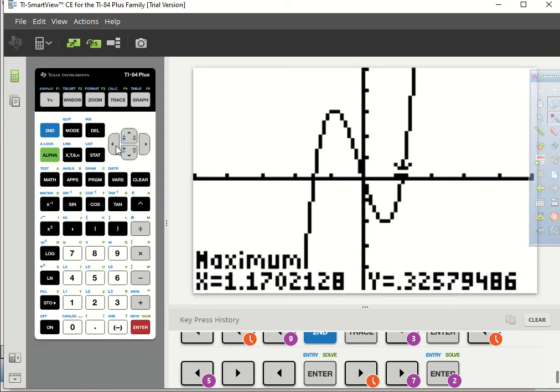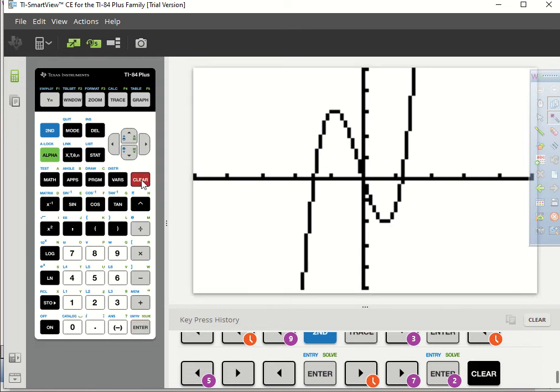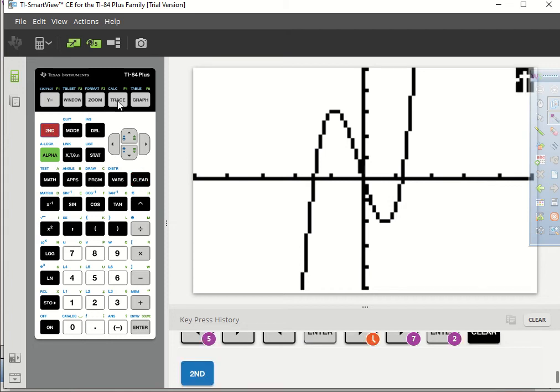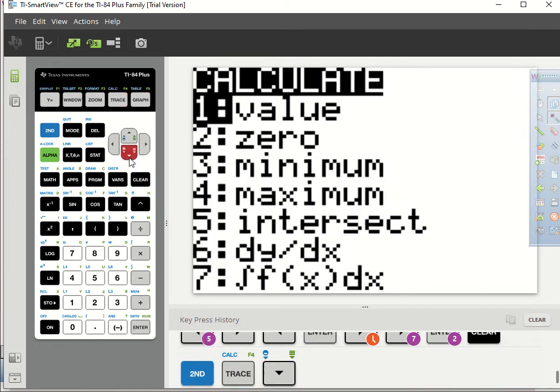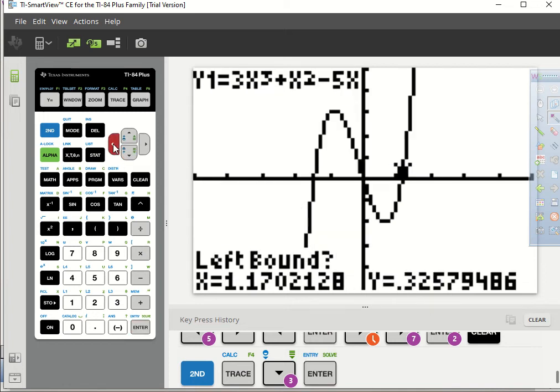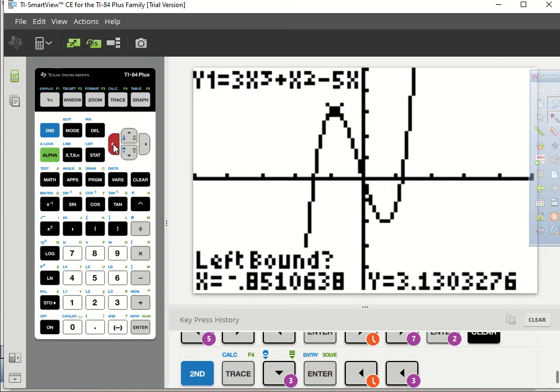That's not right. Okay, so let's see. Try it again. Sometimes it doesn't work right. So let's try maximum. Enter. And I think with bounds, it wants you to go to where it touches the x-axis at those boundaries. Let's try that instead.